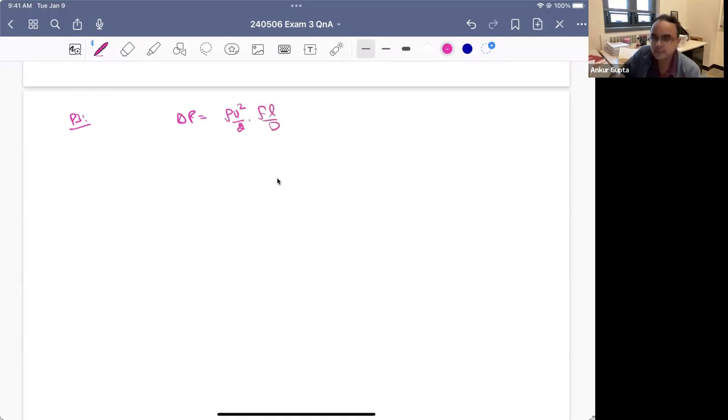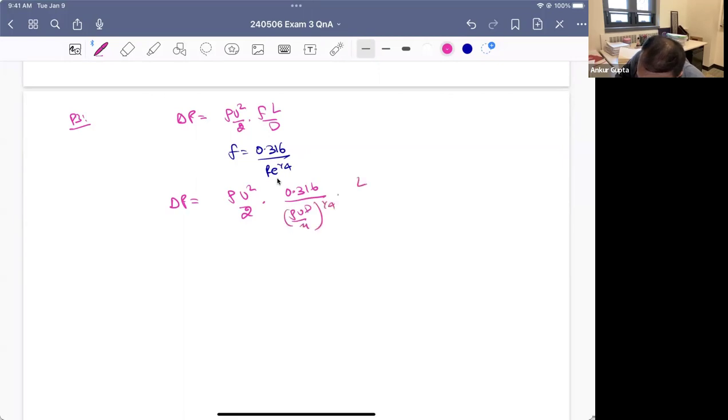Alternatively, you can say friction factor is delta P by rho U square by 2 into L by D. And so what Owen was asking was, how do I know what to keep constant and not to keep constant? Remember, my pipe is the same. First thing is, because this is a horizontal smooth pipe, I've been given that friction factor is 0.316 into Reynolds number to the power of 1/4. So delta P is equal to rho U square by 2 into 0.316 into (rho U D by mu) to the 1/4 into L by D.